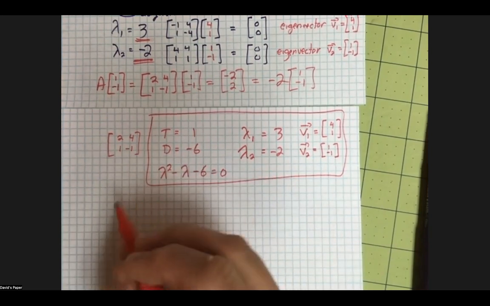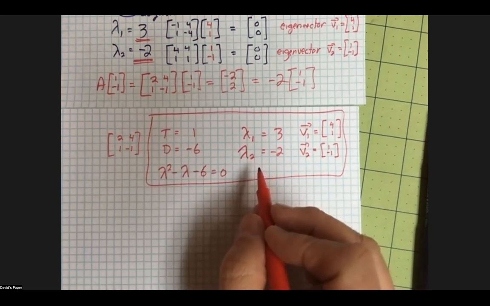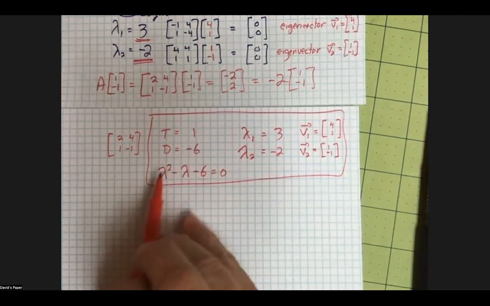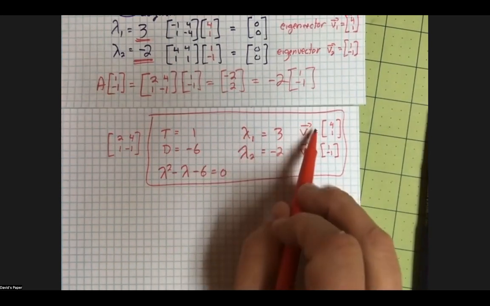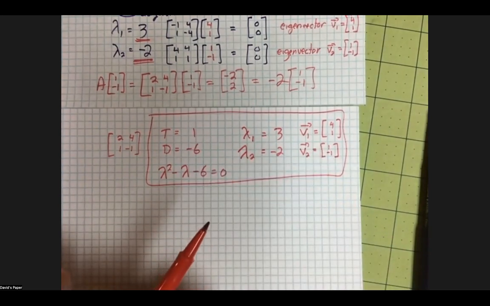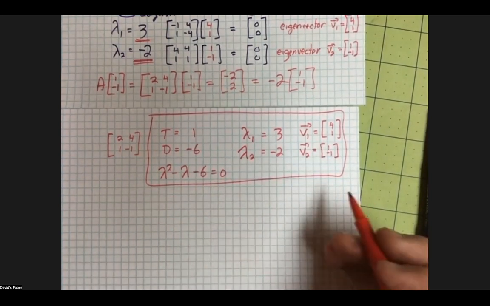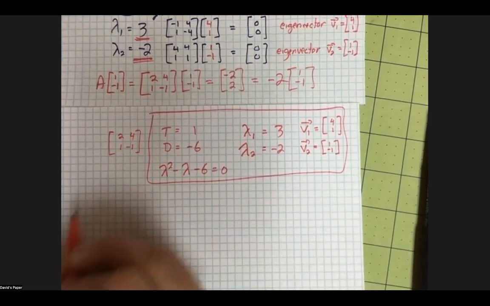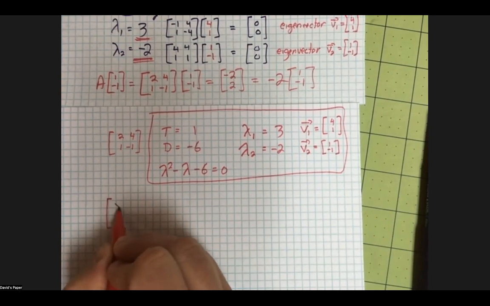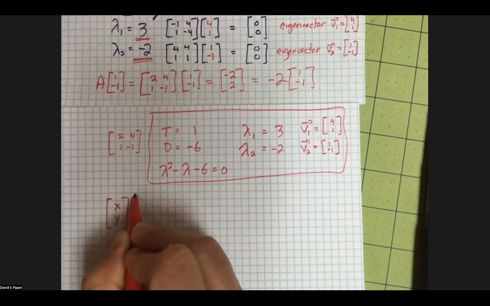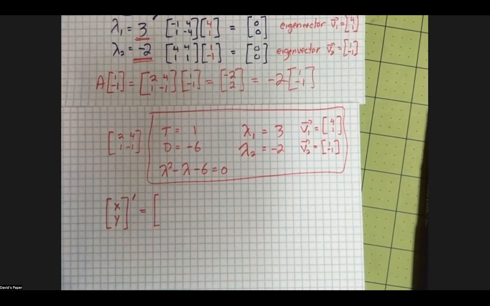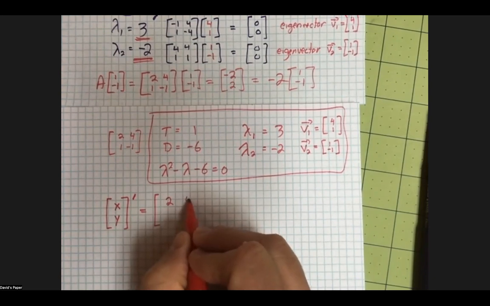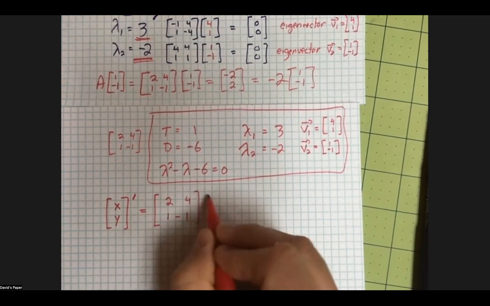So from now on, whenever someone hands you a 2x2 matrix, you're going to immediately write down its trace, determinant, and characteristic equation. From there, you'll work out its eigenvalues, and from there, its eigenvectors. And then you'll know everything about that matrix that you need to solve differential equations. And now I will demonstrate. So let's take the system X, Y prime equals 2, 4, 1, minus 1, times X, Y.